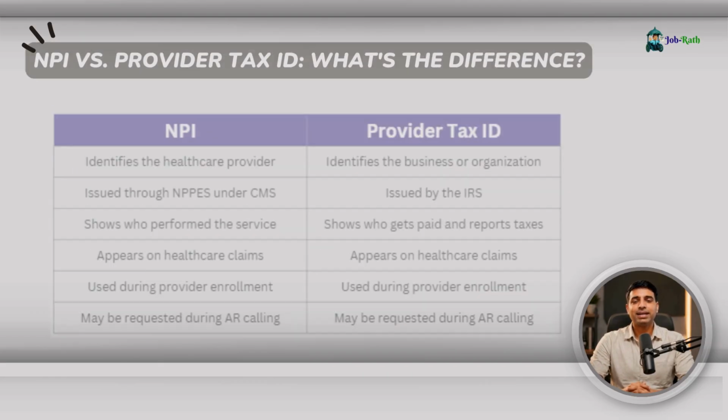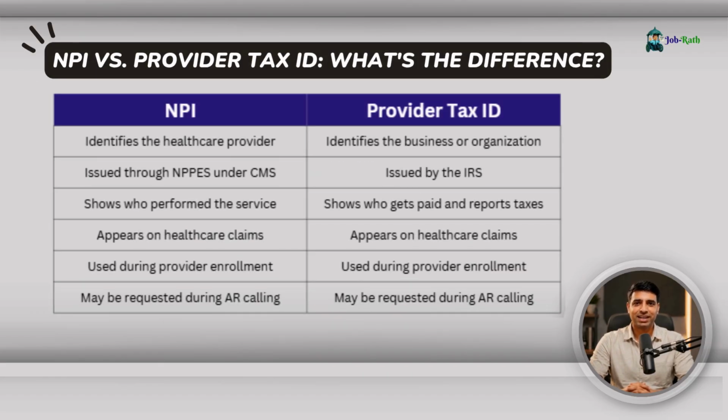Now let's compare the NPI and provider tax ID against each other. The NPI identifies the healthcare provider. The tax ID identifies the business or organization. The NPI is issued through NPPES under CMS. The tax ID is issued by the IRS. NPI is mainly used to identify who performed the medical service. Tax ID is mainly used to identify who gets paid and reports taxes.